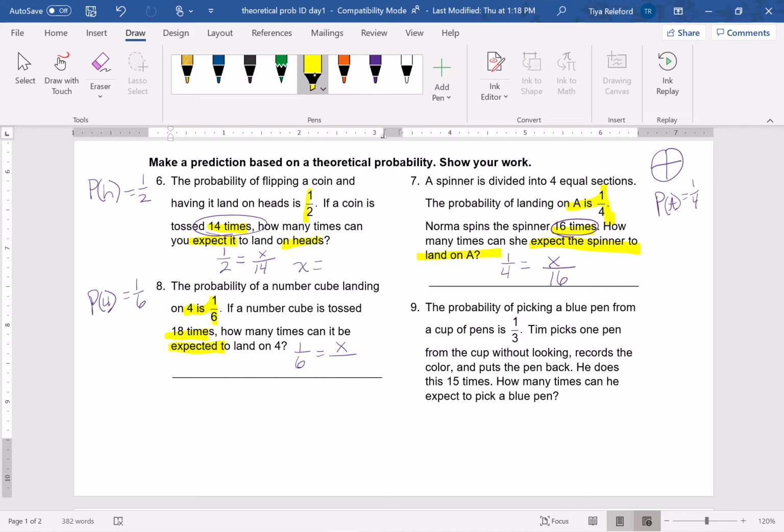And number 9 says the probability of picking a blue pen from the cup of pens is 1/3. Tim picks one pen from the cup without looking, records the color, and then puts the pen back. He does this 15 times. How many times can he expect to pick a blue pen? Oh my goodness, it is a trick. It wants you to think there's more than one thing going on. We only want blue pens. Probability of a blue pen is 1/3. How many times is he going to try to choose a blue pen? 15 times. That's the bottom number on the other half of your proportion.